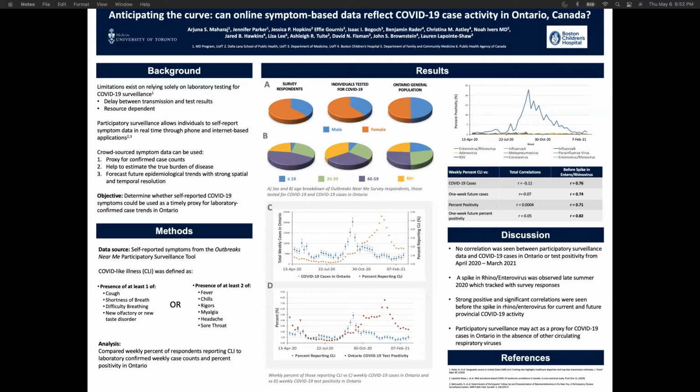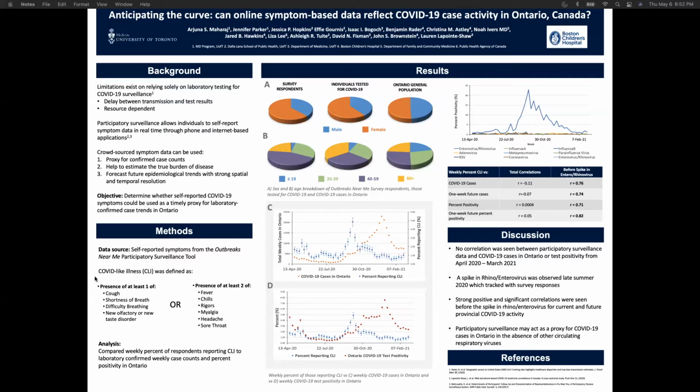We used self-reported symptoms from the Outbreaks Near Me Participatory Surveillance tool. Outbreaks Near Me surveys volunteer respondents on a number of different parameters. This includes healthcare encounters, testing for COVID-19, and most importantly, whether or not they were experiencing symptoms and what symptoms they were experiencing.